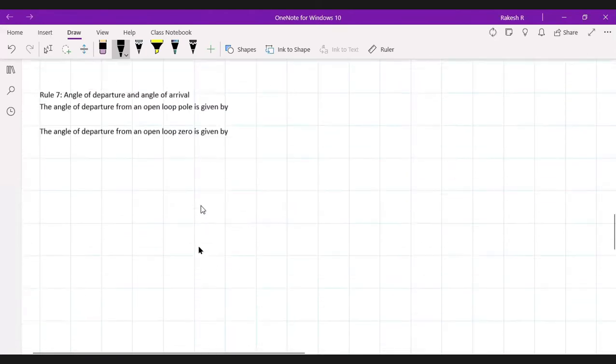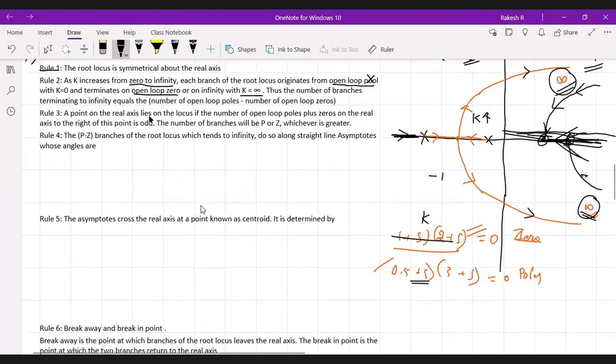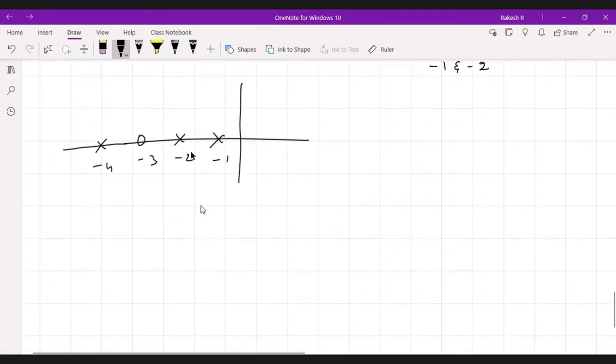We need to check with respect to rule number 3. In rule number 3, what I have told: a point on the real axis lies on the locus if the number of open loop poles plus zeros on the real axis to the right of this point is odd. So if I take a point in between these two, we need to check how many poles and zeros are there towards the right of this point.